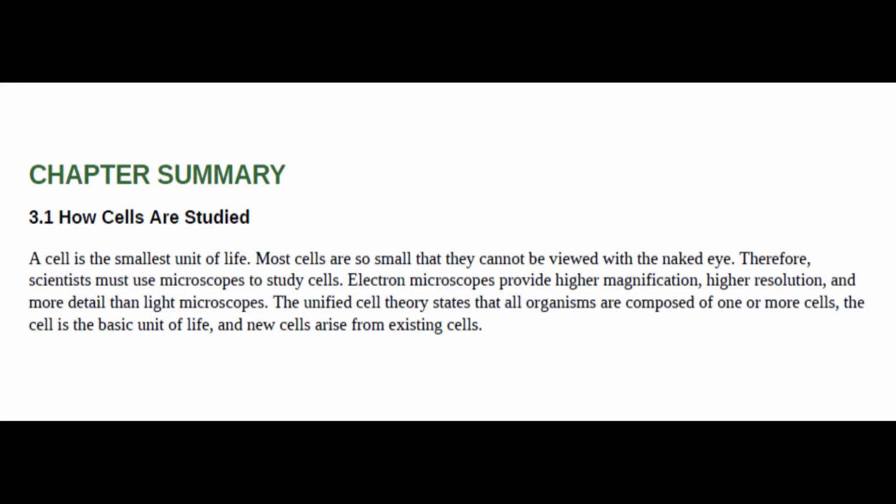Section 3.1, How Cells Are Studied. A cell is the smallest unit of life. Most cells are so small that they cannot be viewed with the naked eye. Therefore, scientists must use microscopes to study cells. Electron microscopes provide higher magnification, higher resolution, and more detail than light microscopes. The unified cell theory states that all organisms are composed of one or more cells. The cell is the basic unit of life, and new cells arise from existing cells.